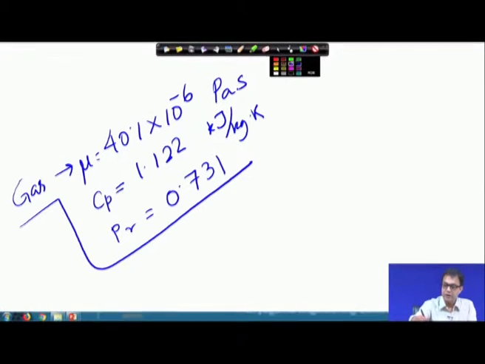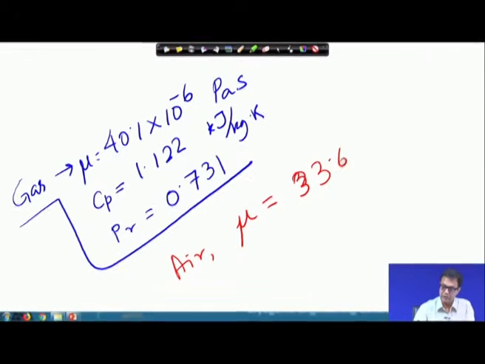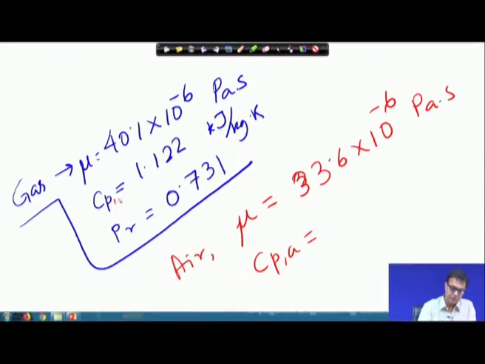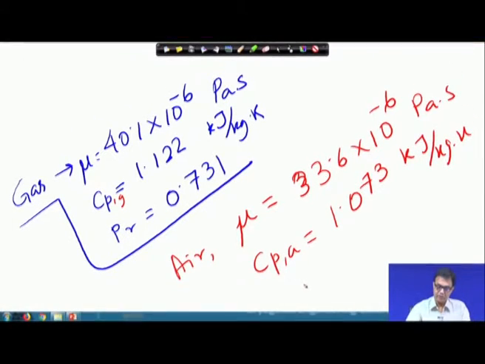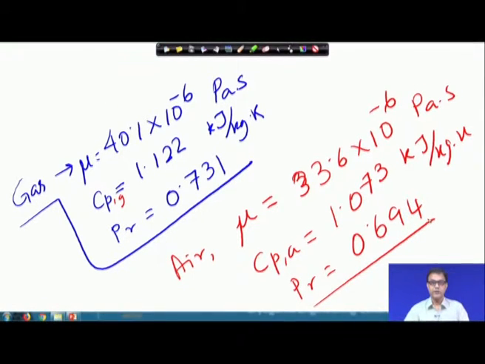For the similar parameters for the air, we have mu equals 33.6 into 10 to the power minus 6 Pascal second, Cp of air equals 1.073 kilojoule per kg Kelvin, and Pr of air is 0.694. So, these are the values known for the gas and the air.